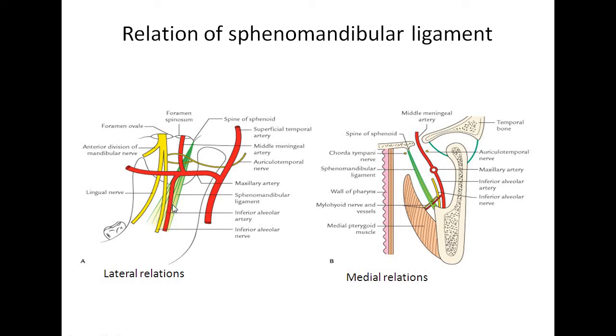Laterally, the spinomandibular ligament is related to one muscle, the lateral pterygoid muscle, the 2 roots of the auriculotemporal nerve, the maxillary artery, and the inferior alveolar nerve and vessels. Medially, it is related with the chorda tympani nerve, medial pterygoid muscle, and the wall of the pharynx. One point to remember: the lower end of the spinomandibular ligament is pierced by the masseteric and mylohyoid nerves and vessels.